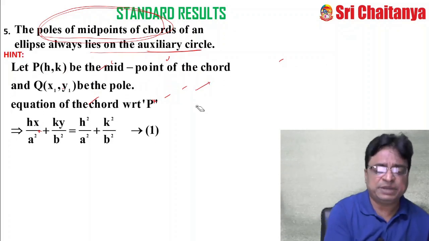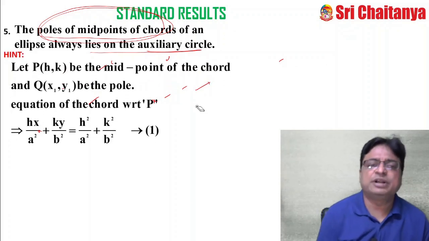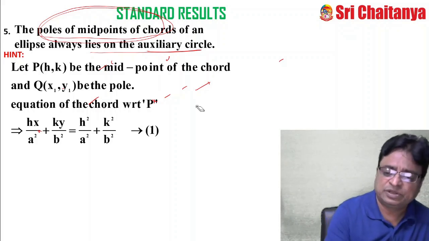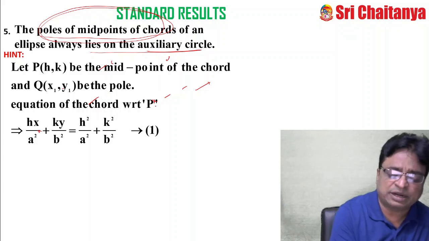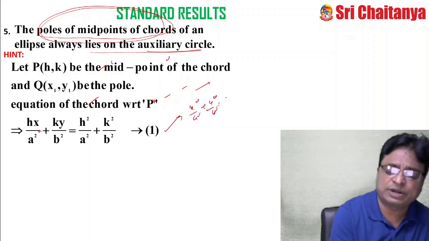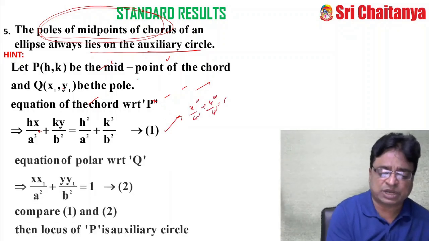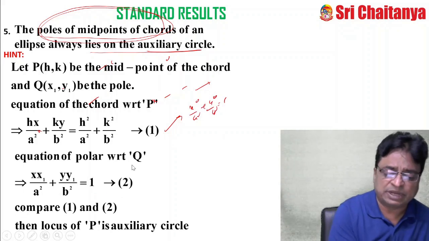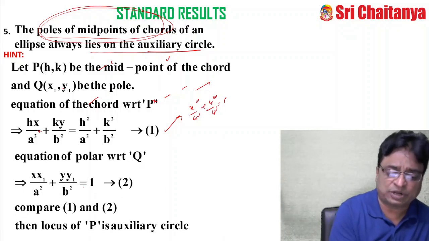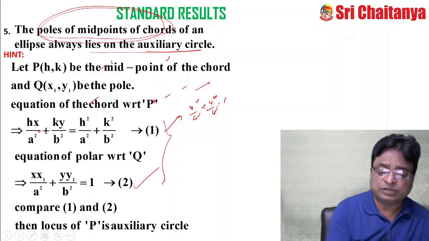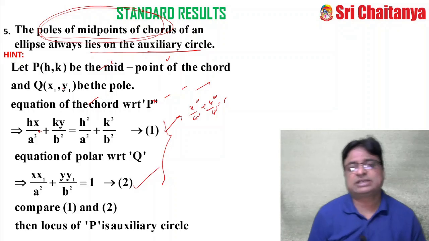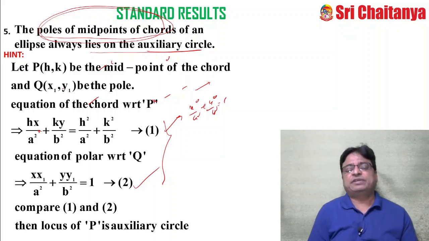See, let P(h, k) be the midpoint of the chord and Q(x1, y1) be the pole. So now the chord with respect to the midpoint, I have taken for the ellipse x square by a square plus y square by b square equal to 1. And the polar with respect to the auxiliary circle, I have taken the auxiliary circle like this. The polar with respect to the ellipse, both are the same. Then you just compare these two, you will get the auxiliary circle. This is one way, the definition for the auxiliary circle also.